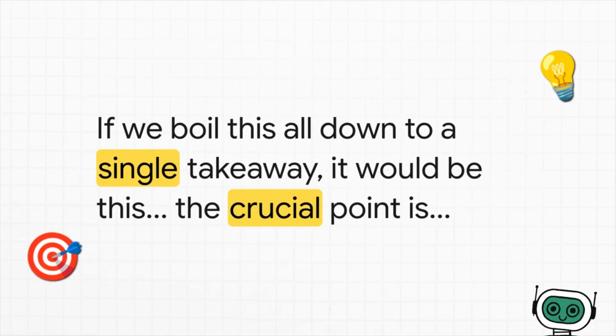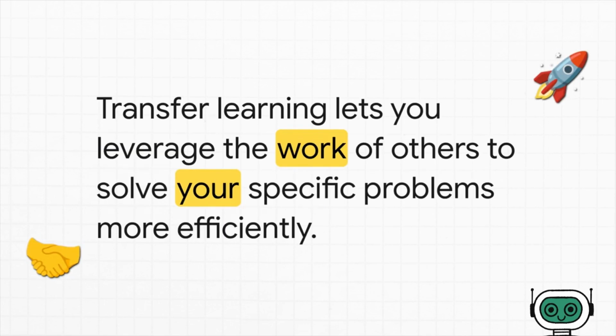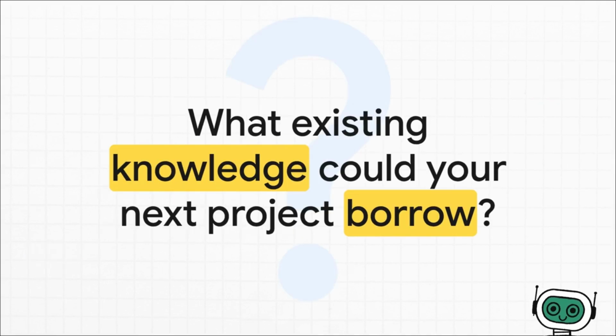So, if you boil all of this down to just one central idea, it's this. Transfer learning is about standing on the shoulders of giants. It lets you take the incredible amount of knowledge that's already been captured in a pre-trained model and apply it to solve your own problems, much more quickly and effectively. So the next time you're starting a machine learning project, don't just ask, how do I build a model from scratch? Instead, ask yourself, what existing knowledge is already out there that my project could borrow?